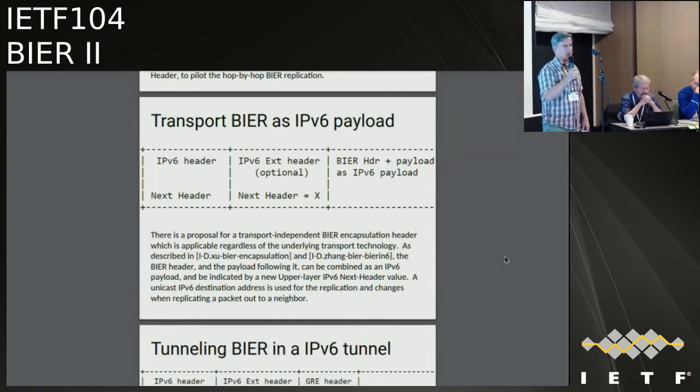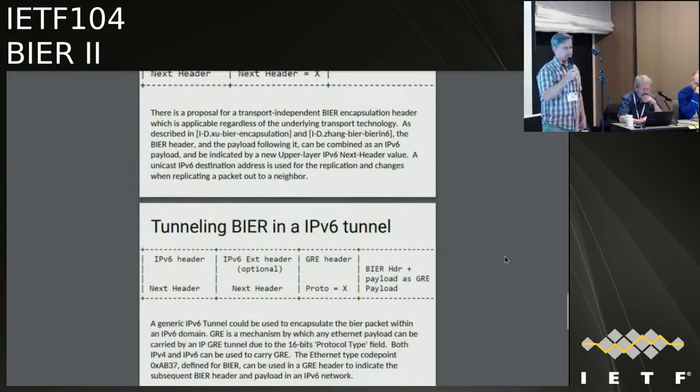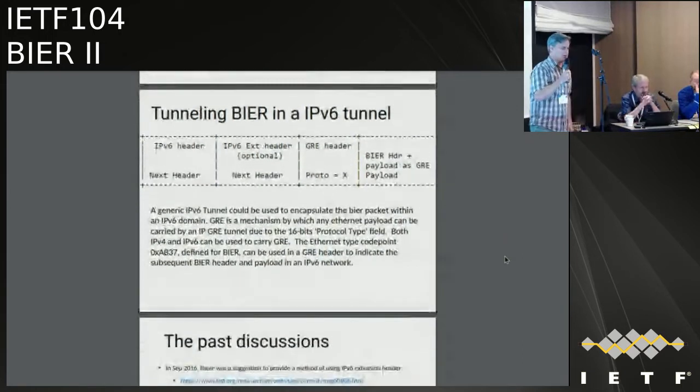That's just one additional option. Okay. And then, of course, you can also tunnel BIER in an IPv6 tunnel. It could be a generic IPv6 tunnel using GRE, and the BIER header plus the payload is the GRE payload if you're using GRE, and that BIER ether type can be used for the header to indicate that there's a BIER header in the payload.